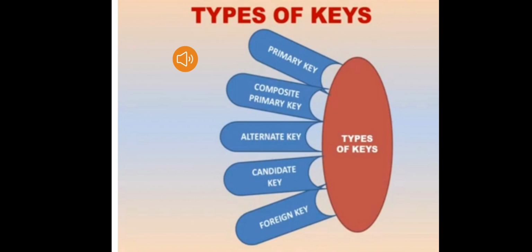Now the types of keys. How many types of keys are there? Primary key, composite primary key, alternate key, candidate key, and foreign key. We will be studying all these keys on the next turn. The explanation of this will be in the next class.